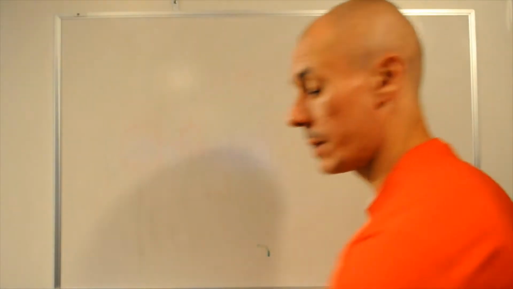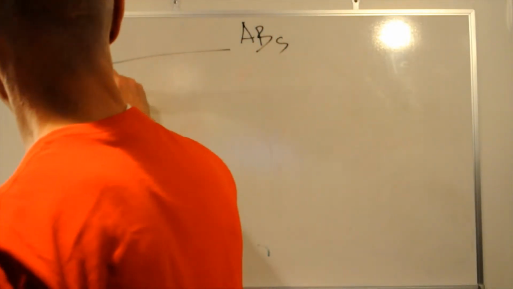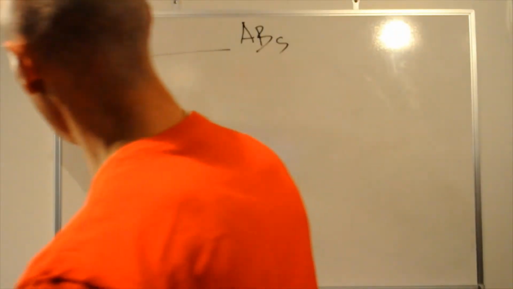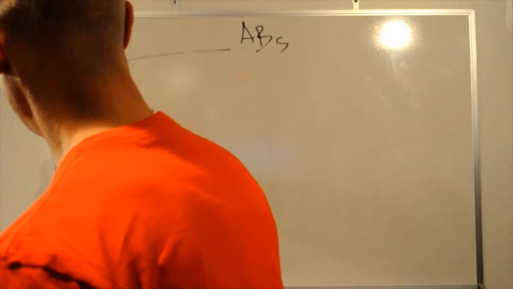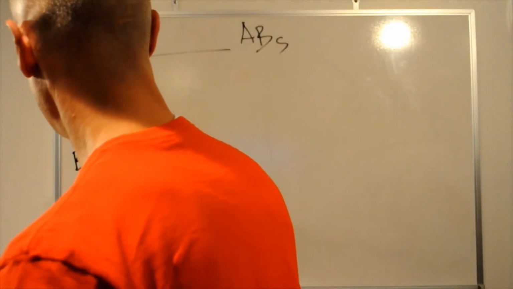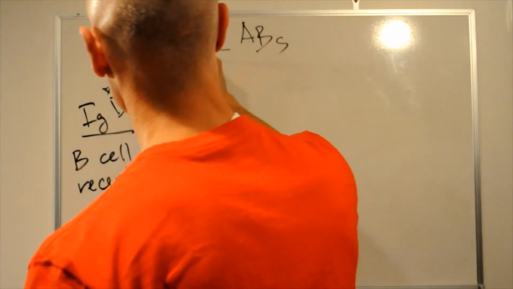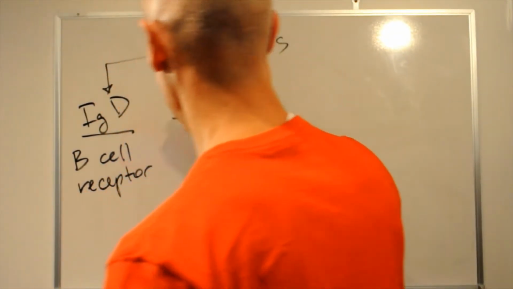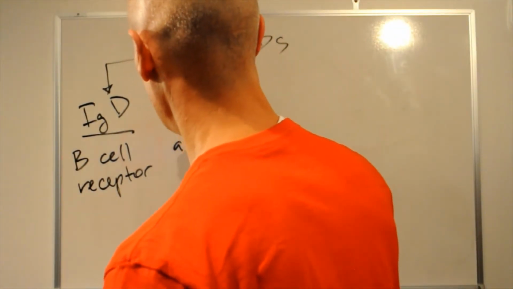Now there are 5 types of antibodies. So the first one that I consider to be kind of a boring one is IgD, immunoglobulin D, which serves as the B cell receptor. Next one, not very pleasant either, is IgE. This is an antibody that mediates allergic responses.